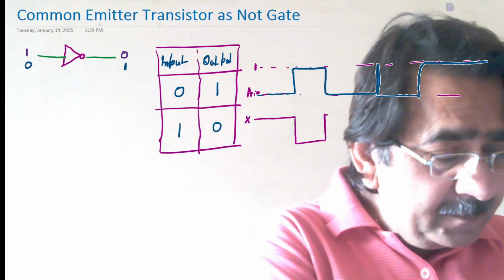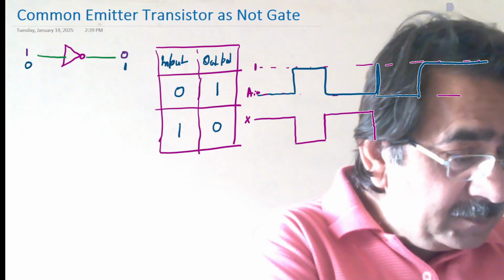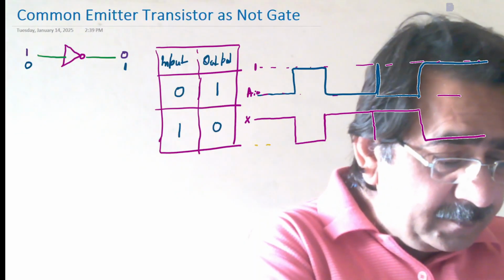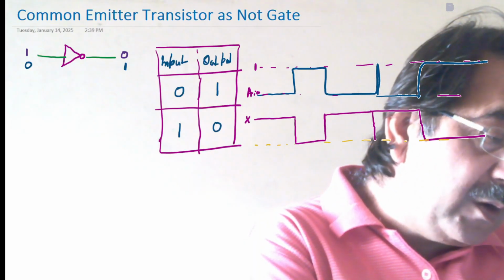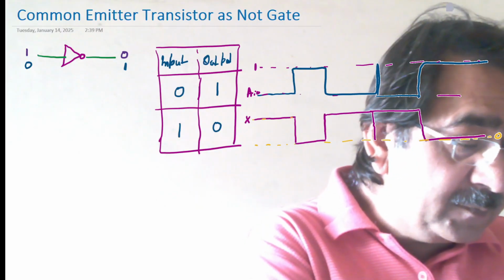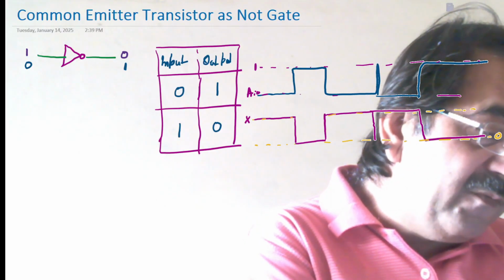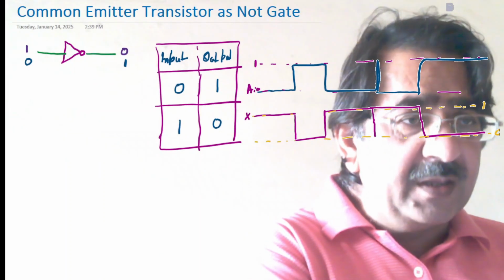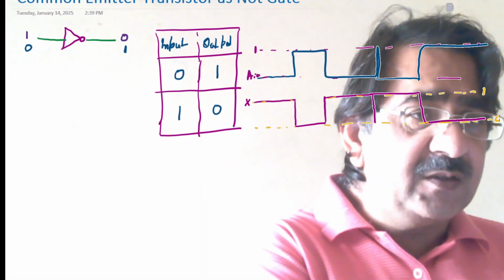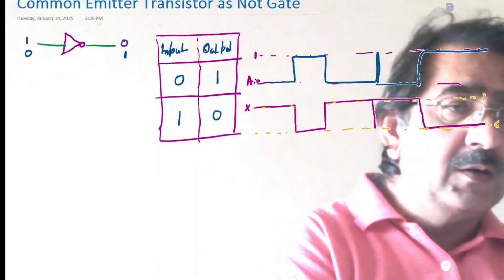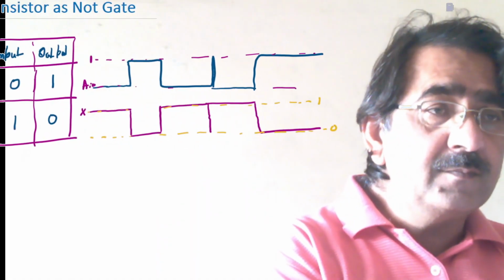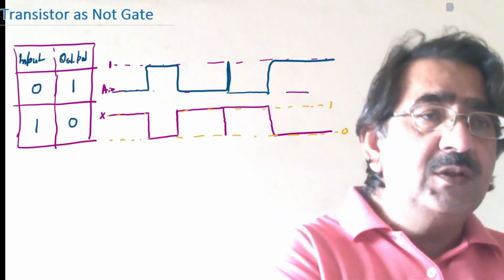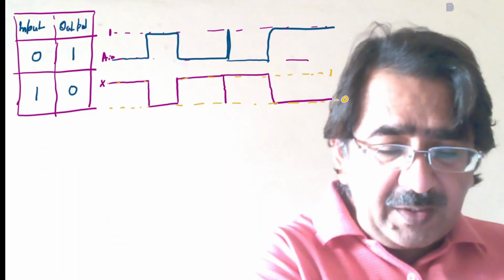Similarly, like this, that will be the output. Here is 0, here is a 1. So if the first pulse is the input pulse, then the output pulse will be like this. Now I will explain how the common emitter transistor will work.